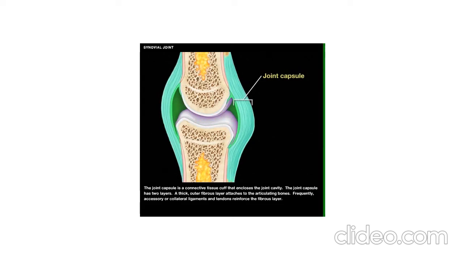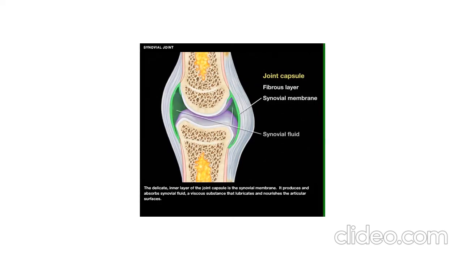The joint capsule has 2 layers, a thick outer fibrous layer attaches to the articulating bones. Frequently, accessory or collateral ligaments and tendons reinforce the fibrous layer. The delicate inner layer of the joint capsule is the synovial membrane. It produces and absorbs synovial fluid, a viscous substance that lubricates and nourishes the articular surfaces.